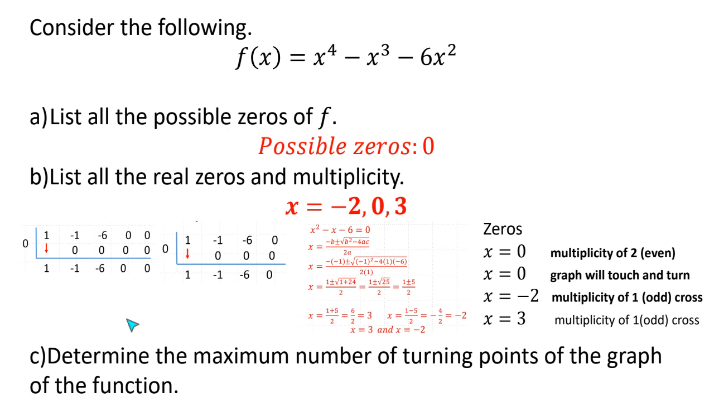Okay, and my other zeros are going to be x equals 0 and x equals 0. And so x equals 0 appears twice. So we know that the graph is going to touch and turn. At x equals -2, the graph is going to cross. And at x equals 3, the graph is going to cross.